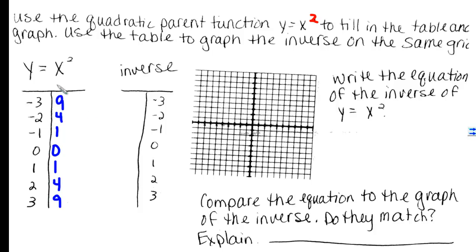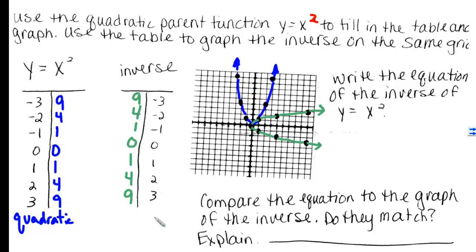So negative 3 squared is 9, negative 2 squared is 4, negative 1 squared is 1, 0 squared is 0, 1 squared is 1, 2 squared is 4, and 3 squared is 9. Let's graph this on the graph. As you can see, this is a quadratic equation. Now we graph the inverse. So we just switch the x and y tables.